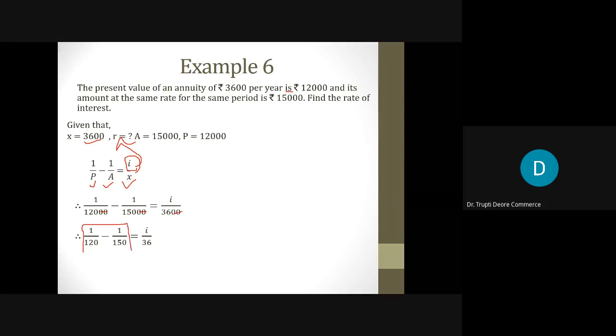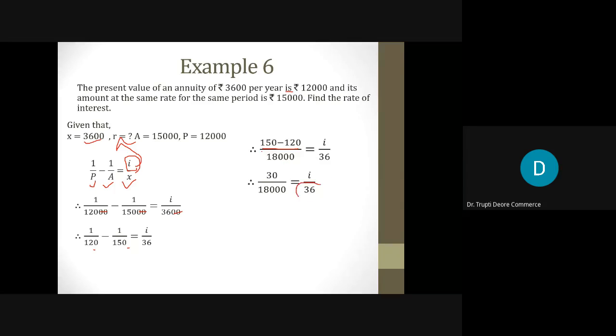Now you have to simplify this. You have to make the denominator same. So what will be the step? So 120 into 150, you will get 18,000. Okay, so we just write down 18,000 on the denominator, and on upper side we'll get 1 into 150, 150 minus as it is, and 1 into 120, so 120. Okay, and there will be no change for right hand side, it will be as it is. So 150 minus 120, we get 30 divided by 18,000 equal to I upon 36.